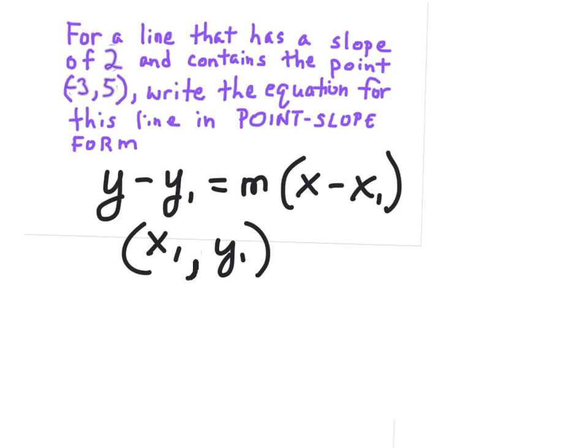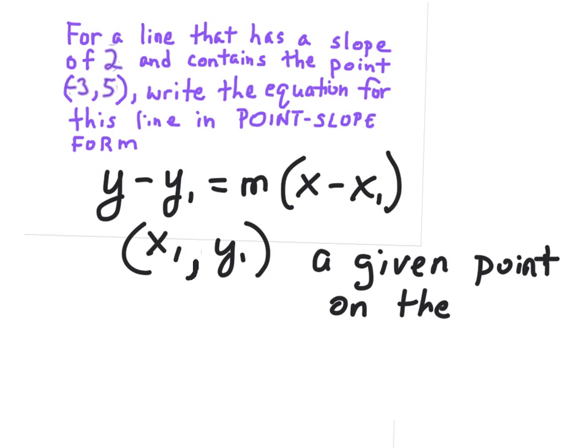I really do. Okay, so that's x sub 1, y sub 1. That's going to mean a given point on the line that the equation represents. When I say on the line, that's what I mean. The m is what it always is in slope intercept, the slope, right? And the x and the y without the sub 1 are all the possible points on the line. They're the x and y combinations that will make the equation true. They are all the points on the line.